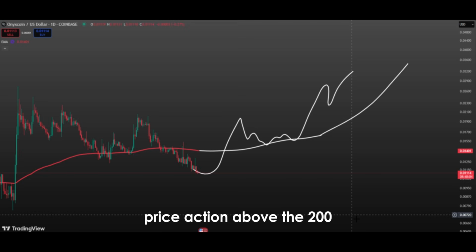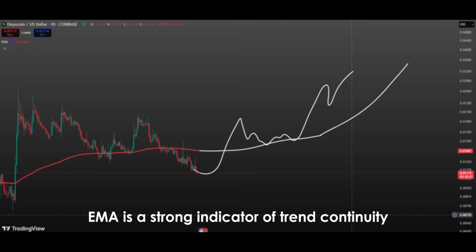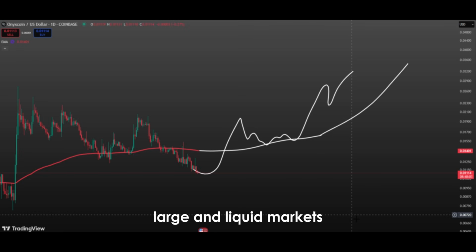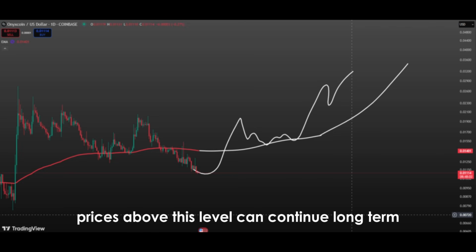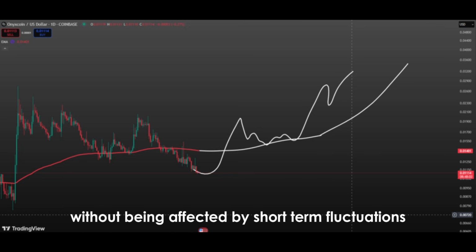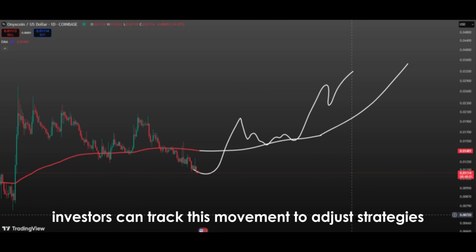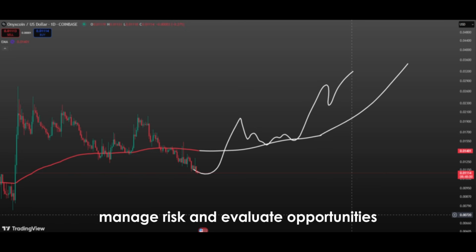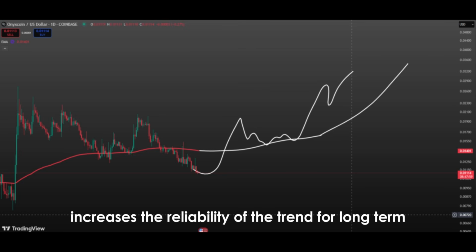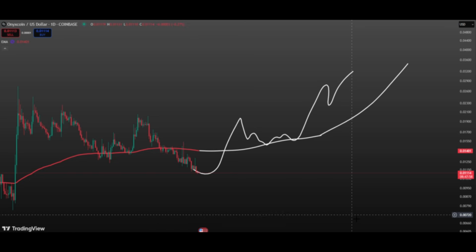Price action above the 200 EMA is a strong indicator of trend continuity, especially in large and liquid markets. Prices above this level can continue long-term upward movement without being affected by short-term fluctuations. Investors can track this movement to adjust strategies, manage risk, and evaluate opportunities. Price action above the EMA increases the reliability of the trend for long-term investors, allowing short-term fluctuations to be ignored.